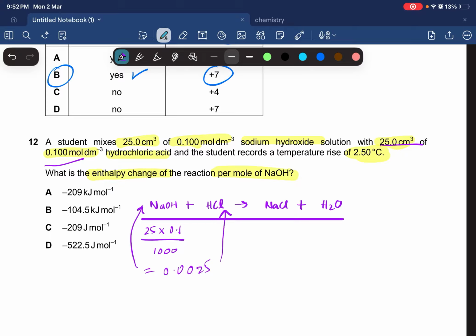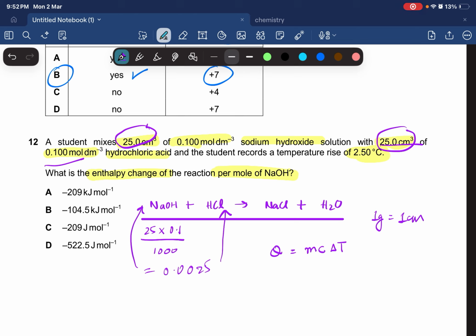Now I have to calculate the enthalpy change of the reaction per mole of NaOH. I know that the energy that's going to be released is equal to mc delta T. m is going to be the mass of my solution. 1 gram is the mass of 1 cm³ of solution. Over here I have 25 cm³ plus 25 cm³. I have 25 cm³ of NaOH and 25 cm³ of HCl.